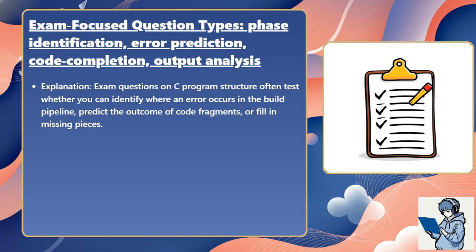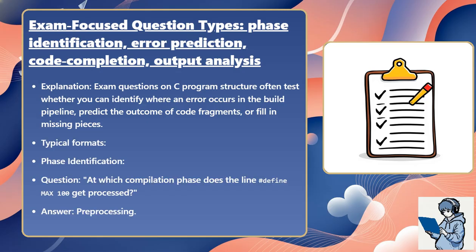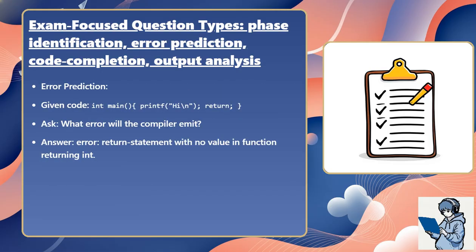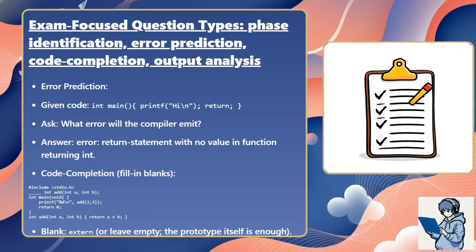Explanation: exam questions on C program structure often test whether you can identify where an error occurs in the build pipeline, predict the outcome of code fragments, or fill in missing pieces. Typical formats: phase identification. At which compilation phase does the line #define MAX 100 get processed? Answer: preprocessing. Error prediction. The code reads int main() { printf("hi\n"); return; }. The compiler will emit an error: return statement with no value in function returning int. Code completion: the blank should be the word extern.